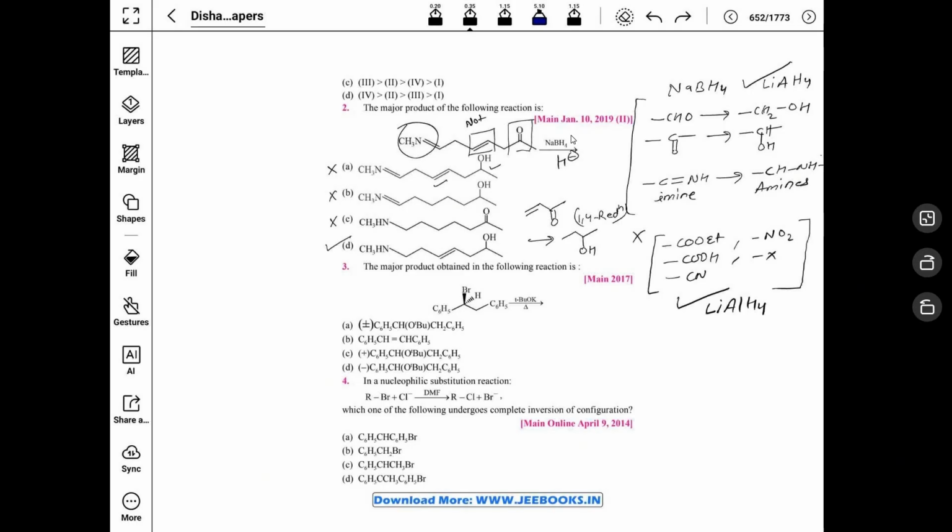Let's talk a little bit more about the situation in which the double bond is in conjugation. For example, if you have this substrate and you do the reaction with sodium borohydride, then you get 50-50% of the 1,2 reduction product plus the 1,4 reduction product.